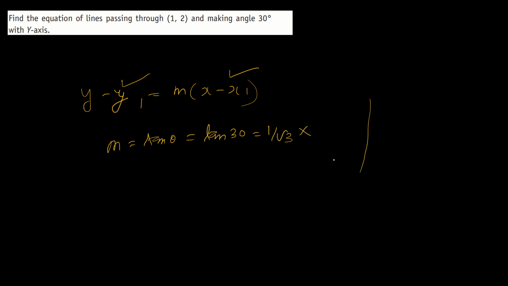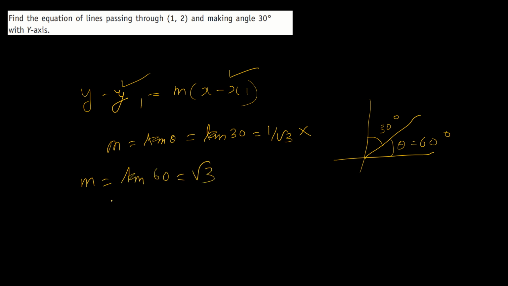In the question it is said that this line is making an angle of 30 degrees with the y-axis, but theta is the angle associated with the x-axis, which in this case is 60 degrees. So m is equal to tan 60, which is root 3. After substituting the values x1, y1 equal to (1, 2) and m equal to root 3, you will get the final equation: y minus root 3 x minus 2 plus root 3 equal to 0.